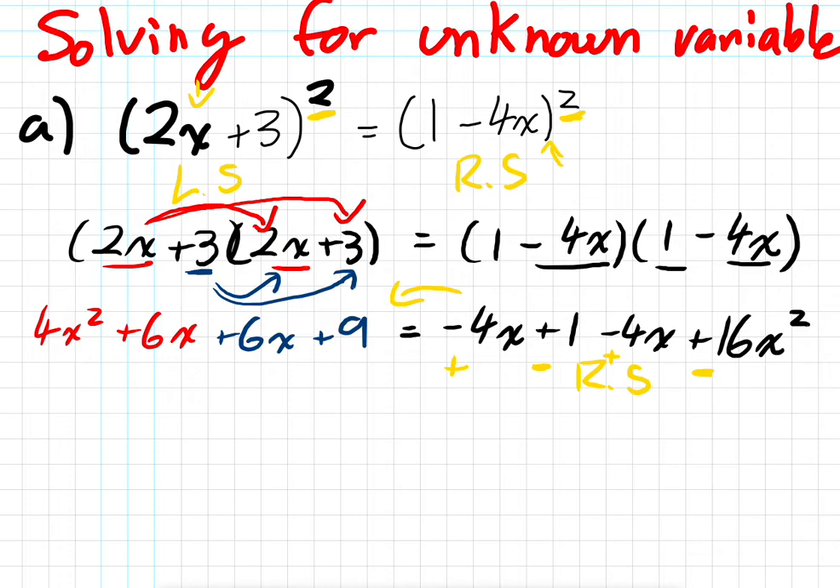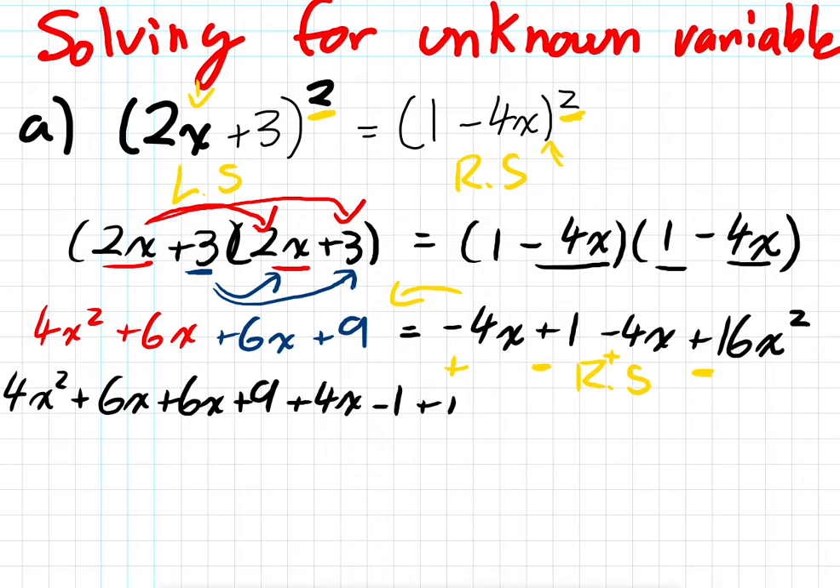So when we do that, I'll leave the left side stuff over here farthest to the left, so 4x squared plus 6x plus 6x. And I could have collected those two like terms. And then we get positive 4x, negative 1, positive 4x, and then negative 16x squared. And we're left with that 0 we talked about. Okay? Now, this is a little daunting. There's quite a few terms here.